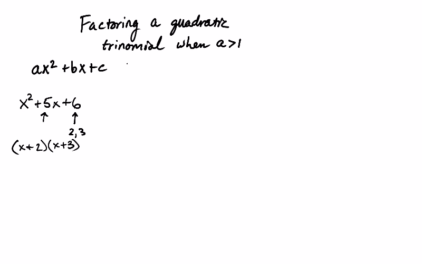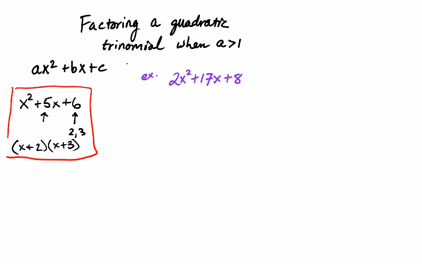And so that's going to be something like this first example, such as 2x squared plus 17x plus 8. And so when you have something like this, you can't actually factor it like this guy over here. This kind of goes out the window, because a over here is 1, and we're looking at something now that has an a value of 2, and so that's different. It's obviously greater than 1.